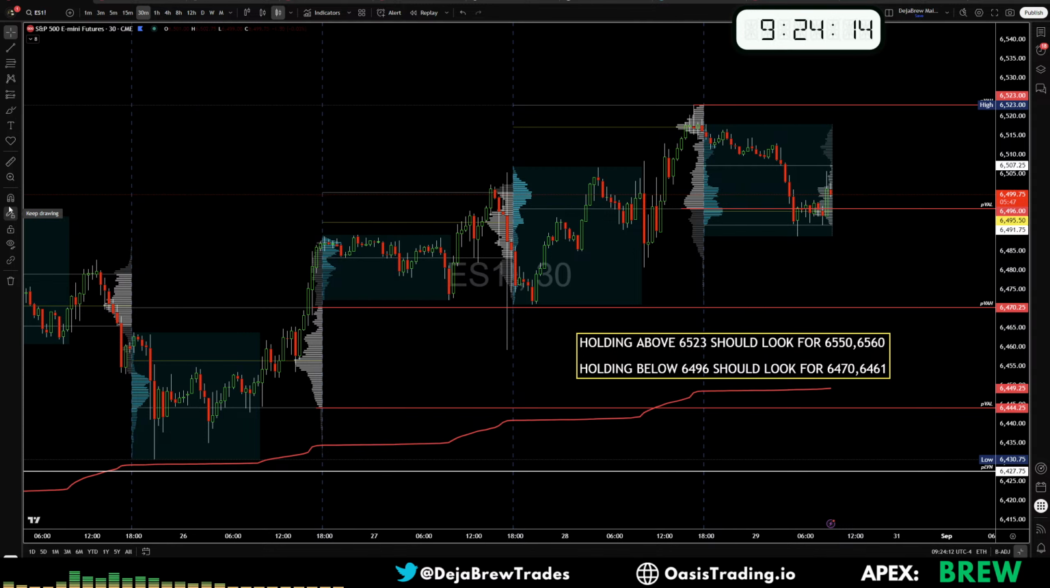We do have more data coming out at 9:45 and 10 o'clock. Both of these data points come after the bell, and they're not that high impact. The market doesn't care too much about them, but we will keep an eye on them.